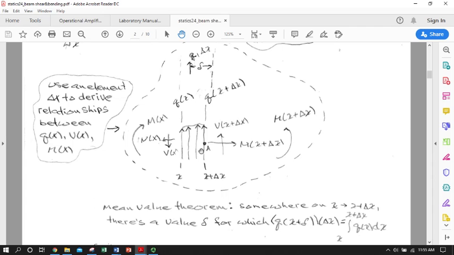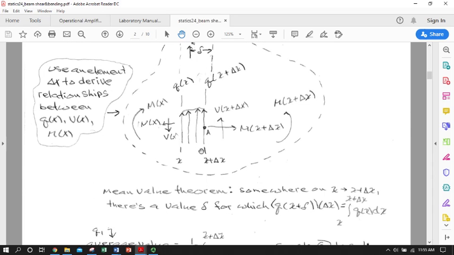So we're going to use another kind of equivalent treatment of the moment due to this distributed load, and we're going to invoke the mean value theorem from calculus. And that says somewhere on this interval from x to x plus delta x, there's some position for which the value of the function, and this is the distributed load function, q of x, or in this case q at x plus some delta, which gives us a location.